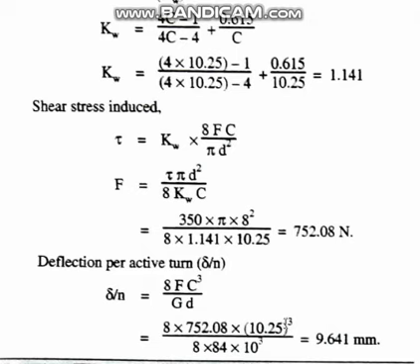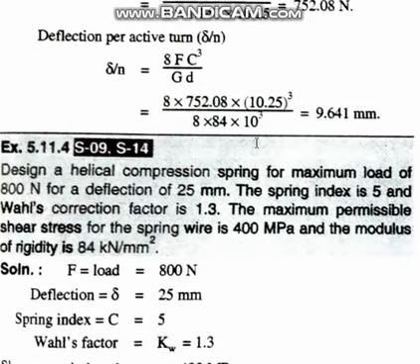So you substitute all this. Now, because the load is reduced, the deflection per turn also will reduce. This comes to 9.641 millimeters. Okay, now let us see another problem.